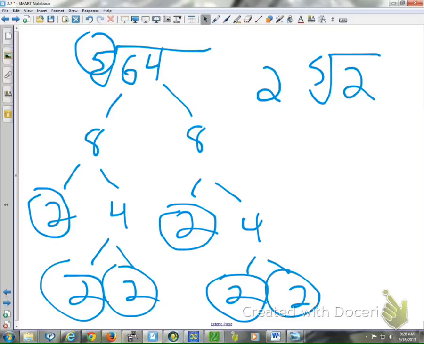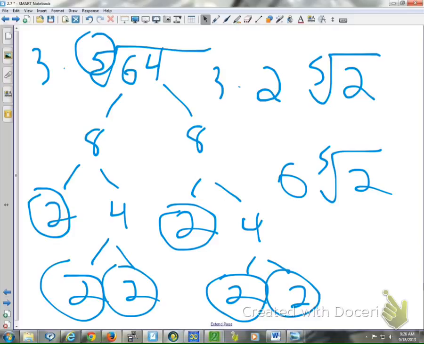Now, what if at the very beginning I had said 3 times the 5th root of 64? That doesn't change anything. You still work the whole thing the exact same way, but at the end you would multiply by 3. If I did 3 times the 5th root of 64, then at the end I would do 3 times that, and that would be 6 times the 5th root of 2. If there is a number on the outside, you're not going to do a single thing with it until you're done. Then you'll just say, oh, by the way, times that number.